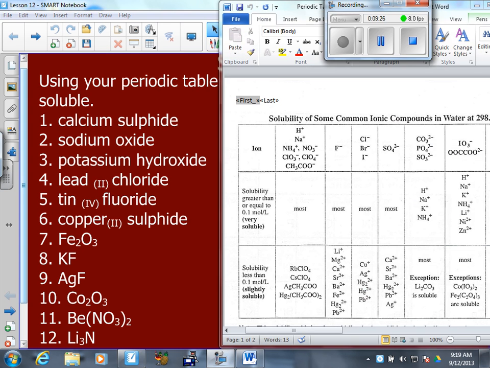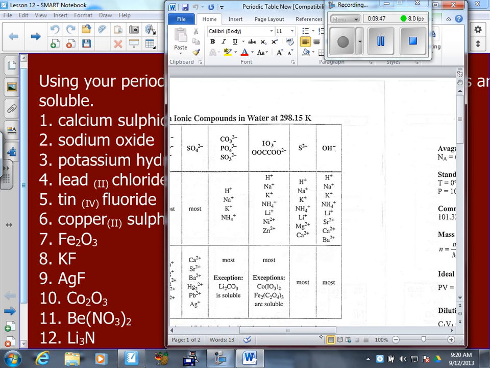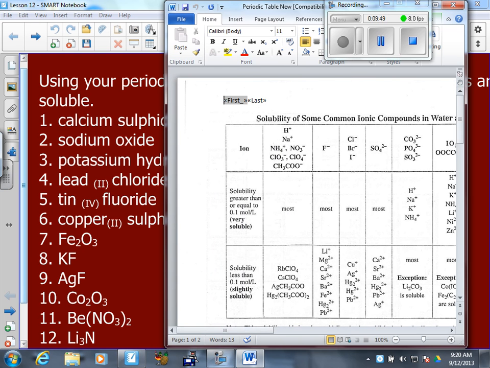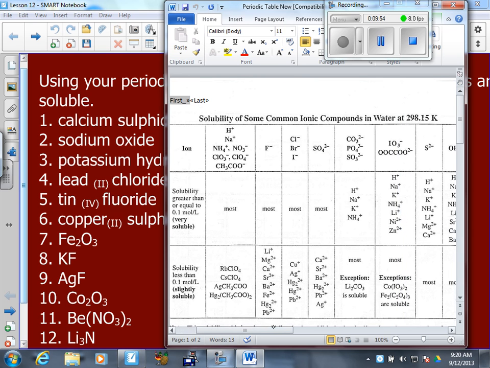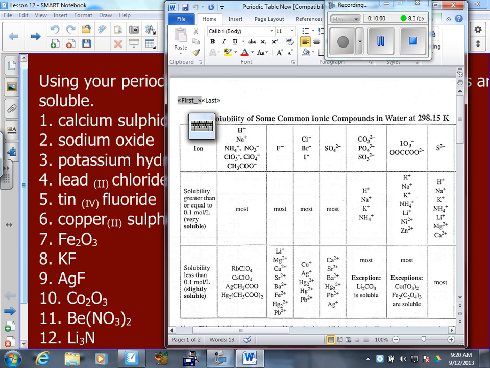Okay, so if we are looking at calcium sulfide here, we look up sulfide. Sulfide's way over here. Calcium is listed in the first row, so is this stuff soluble? Yes. Sodium oxide. I don't even have oxide up there. Forget about that one. Can't even do that with this chart. Oh, okay, we can do it that way then. Sodium is soluble with most things except for these, so sodium oxide is soluble.